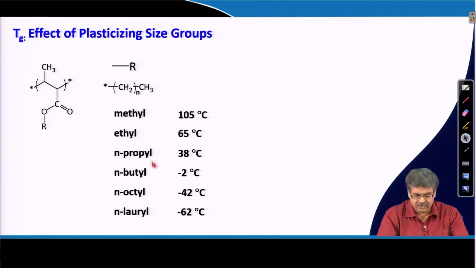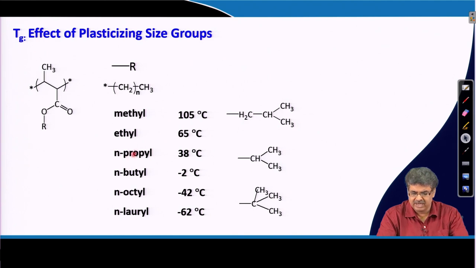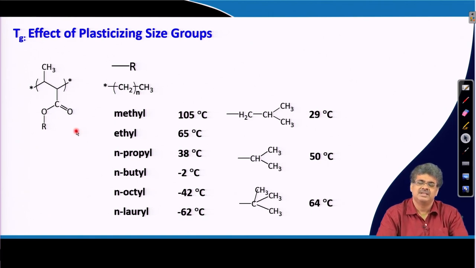decreases steadily. When you increase the size of the side group, like if you compare an n-propyl and an isopropyl group, because this is a linear chain and this is a bulkier group, this will have higher Tg. Similarly, from a normal propyl to a secondary propyl group, you have a higher Tg. Similarly, from a normal butyl to a tertiary butyl, you have a much higher Tg. So, which means that a long linear side chain actually increases the flexibility and increases the free volume, as a result the Tg goes down.